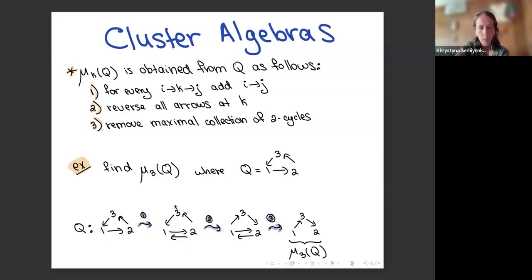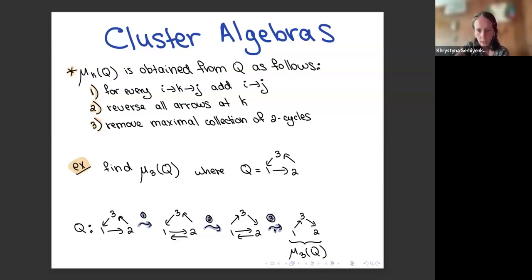So after step 1, I have the following quiver. Same as before, except now I have a new arrow from 2 to 1. In step 2, it says I'm going to reverse all arrows at the vertex 3. So here I have this one outgoing arrow and this one incoming. And after step 2, you see they switched. This one switched from outgoing to incoming. This one from incoming to outgoing. So that's my result after step 2.